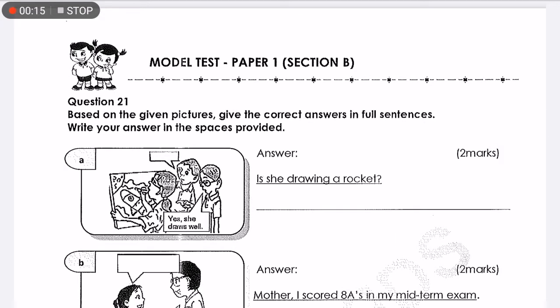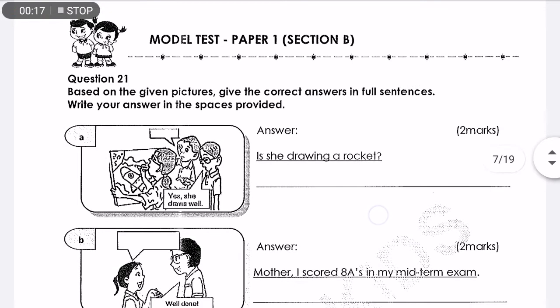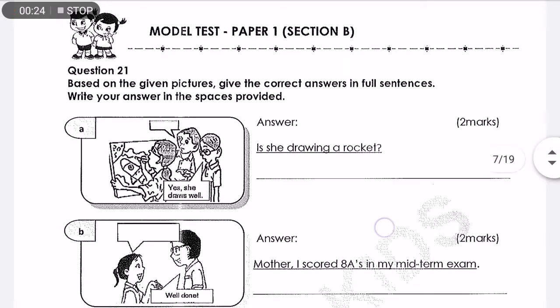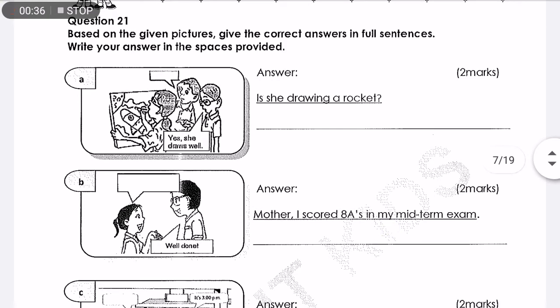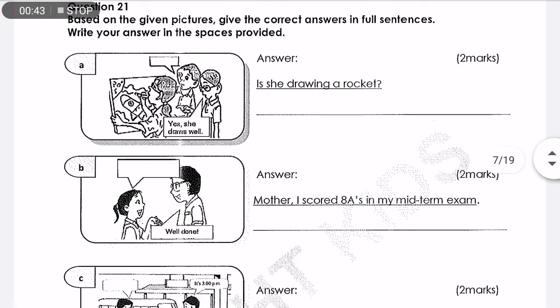Now, before we do social expression, there are two important things that we need to take note about. The first one is the speech bubble. The speech bubble located on top of the picture is usually the conversation starter, and the speech bubble located below the picture is usually the reply. That's the first thing we need to take note of. The second thing is the picture itself, because the picture will clearly show which is the conversation starter or not.